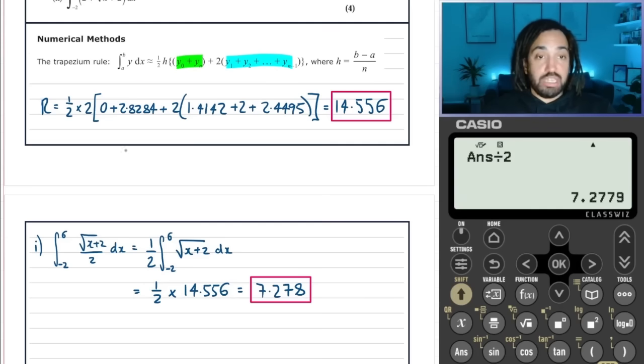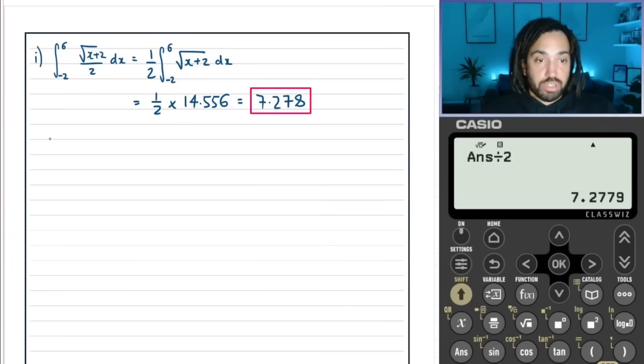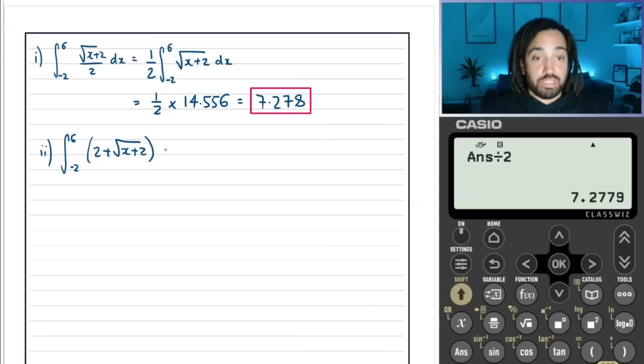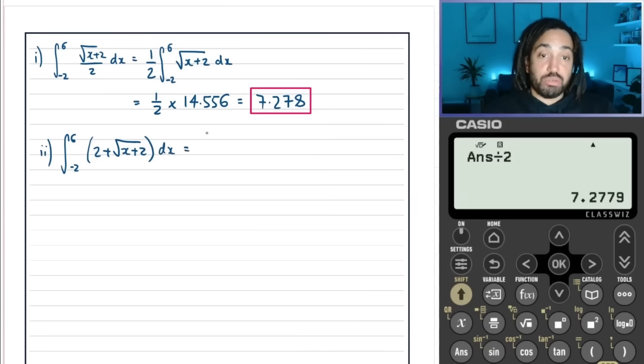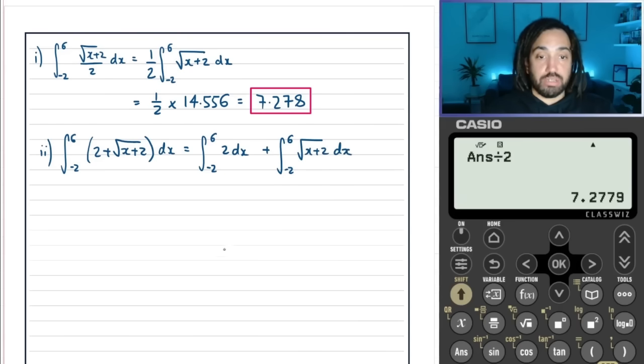Now, the next one, if we look up here, is just the same, but we've got +2 inside of the integral. So we can say that the next one, we're integrating between 6 and -2, 2 plus root x plus 2. And then what we can do with this one is we can split up integrals into separate parts. So because these two things are added together, we can say that it is the 2 on its own plus the root x plus 2 on its own, like so.